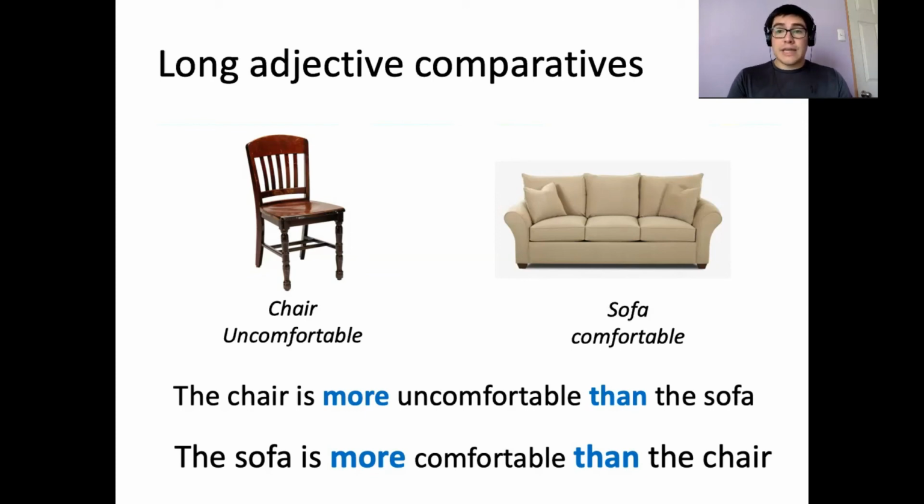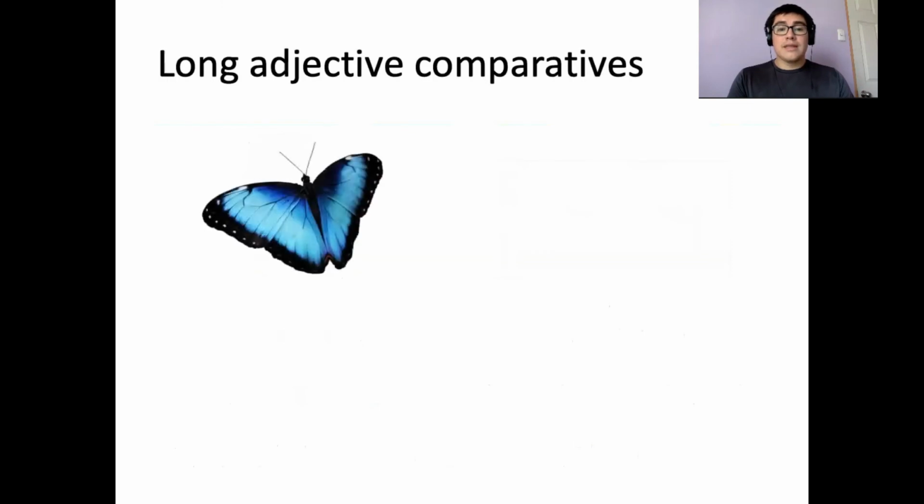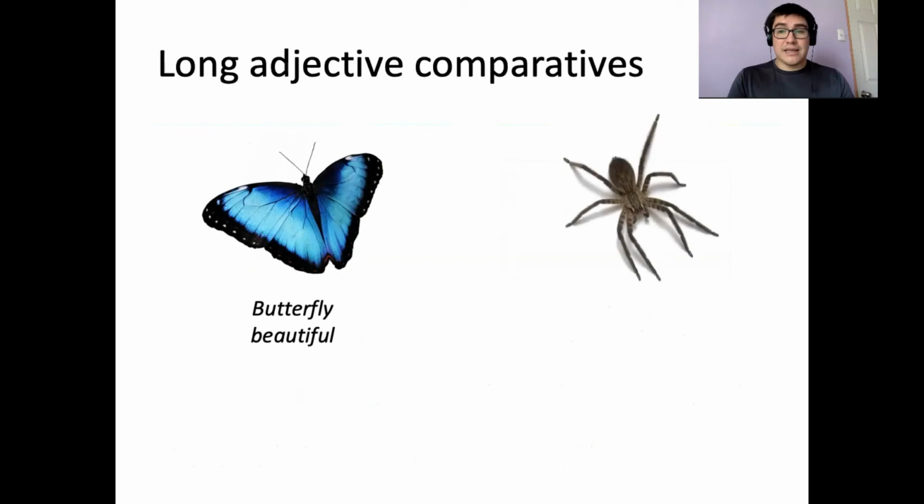Let's see a different example now. In this case, we have this small insect. This is a butterfly. And the butterfly is beautiful. But we also have this insect. This is a spider. And the spider is horrible. The word beautiful is a long adjective. The word horrible is a long adjective.